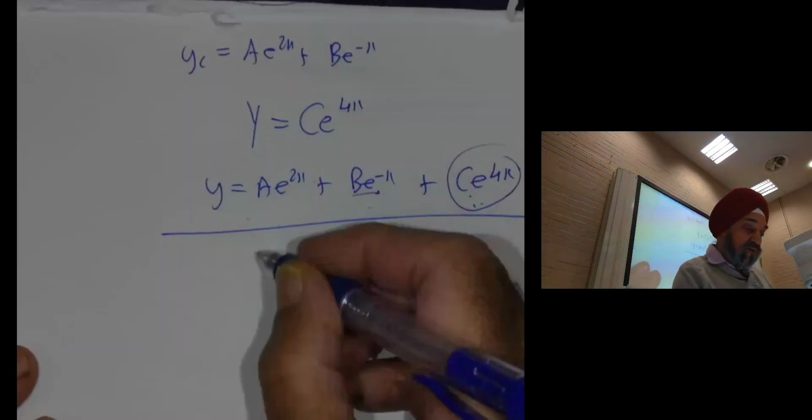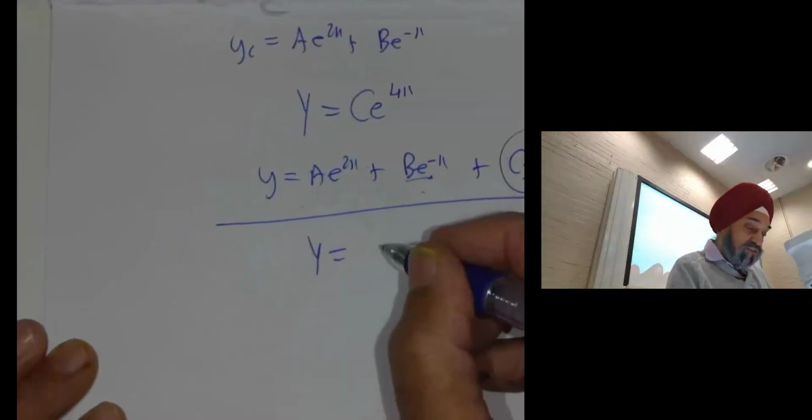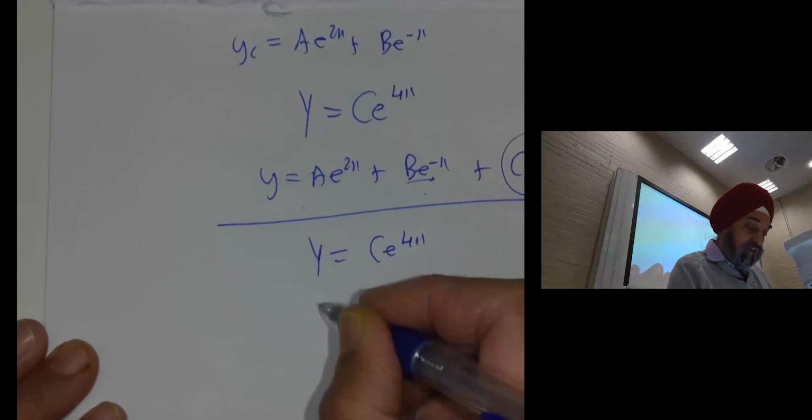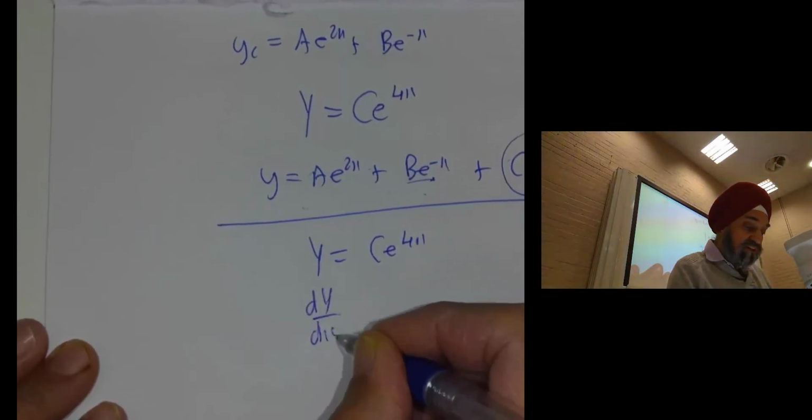So if we say y is equal to Ce to the 4x, then you differentiate once, dy/dx, what do you get?